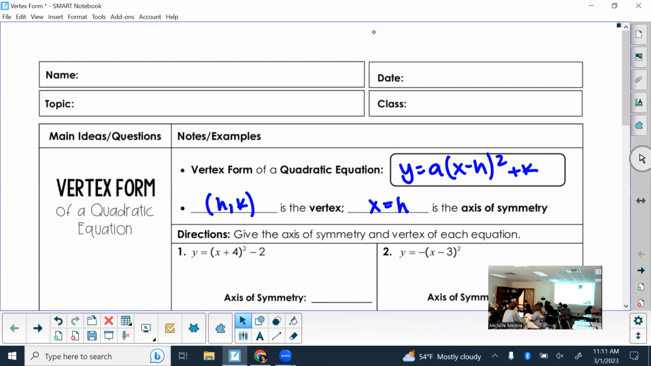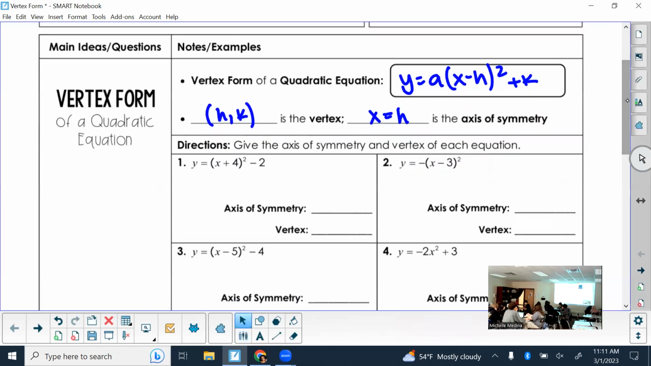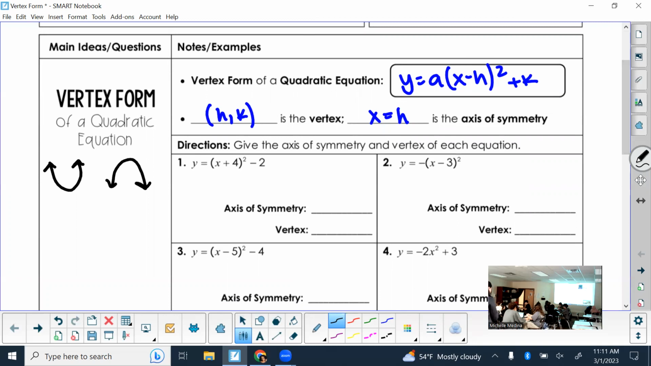And if you want to draw this to the side in this free space, just so that we know what a vertex is. Vertex is the turning point of the graph. The graph can either open upward or downward, so the vertex would be the turning point. And then what do you think the axis of symmetry would be?